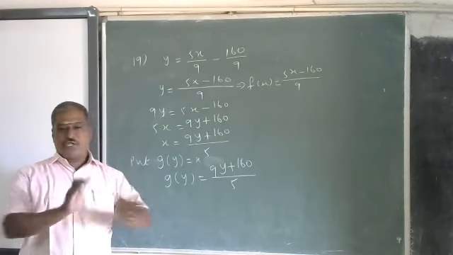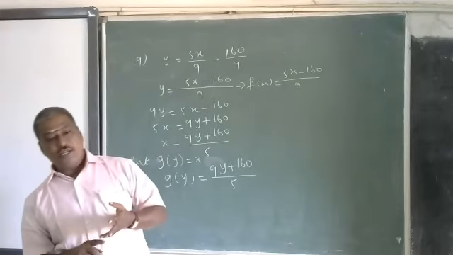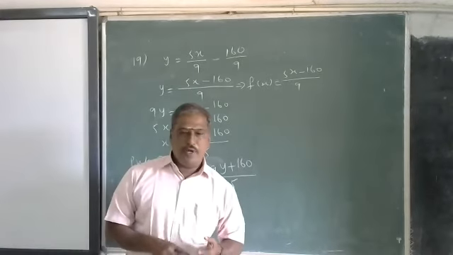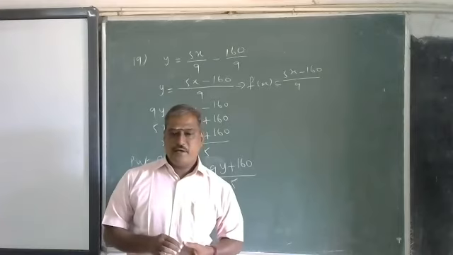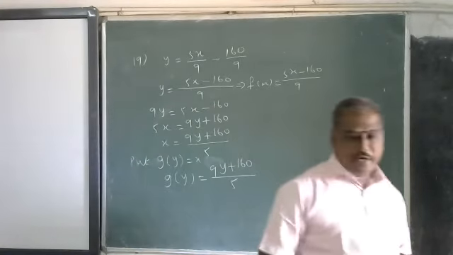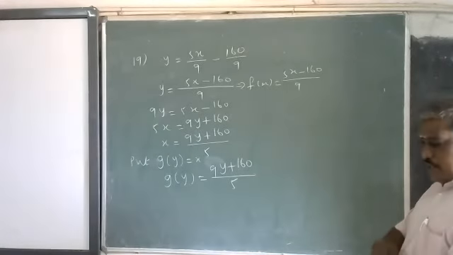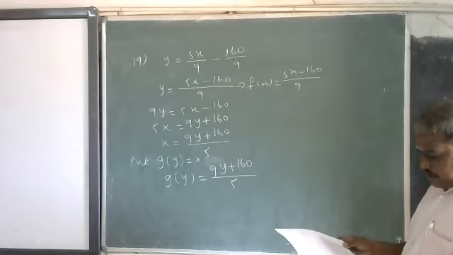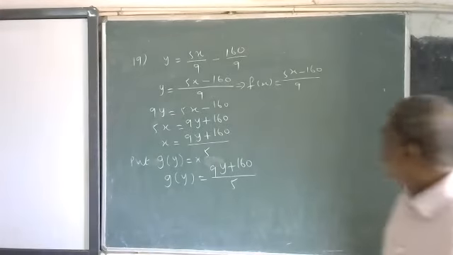Now I have another function argument: the bijection and inverse function problem. We check g dot f of x and f dot g of y. Both are bijections, so let us do the first one: g dot f of x.